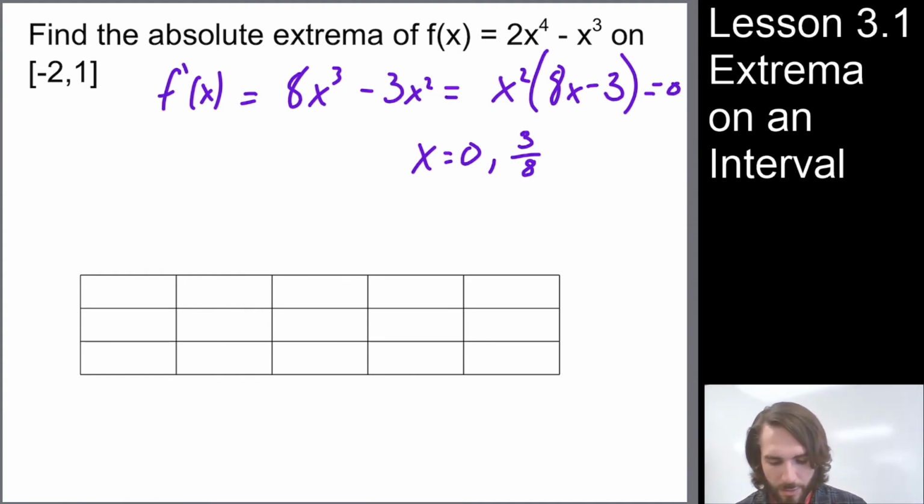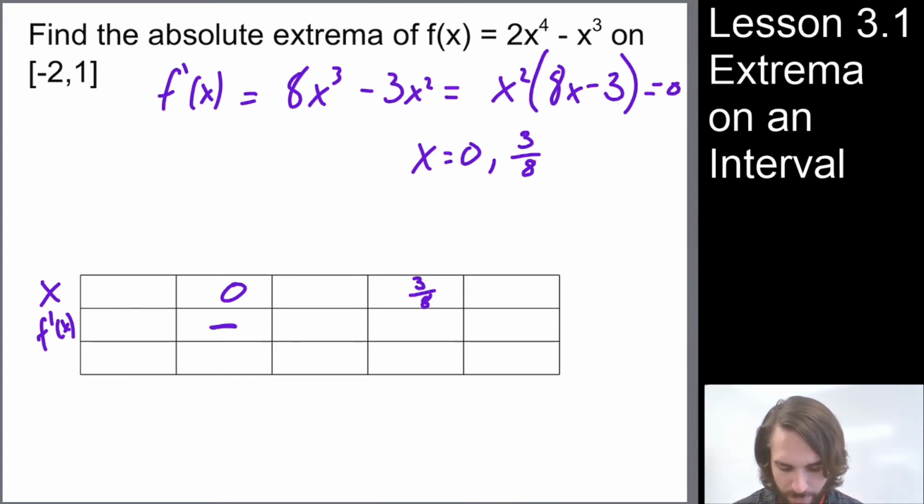All right, so in our little chart here, this is here to help us out. This is x values. This is f prime of x values. And maybe I should have put these outside the box actually. So we're going to look at 0 and 3/8. And for f prime of x here, I'm just going to put positive and negative. So here it's 0, and at 3/8, it's 0.